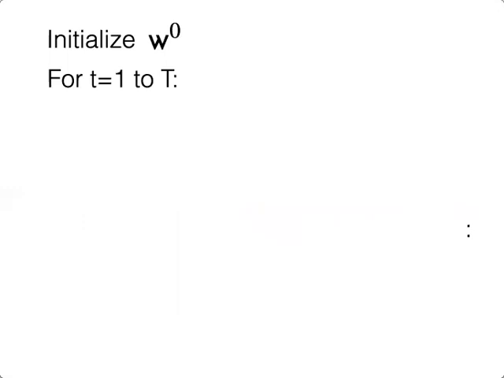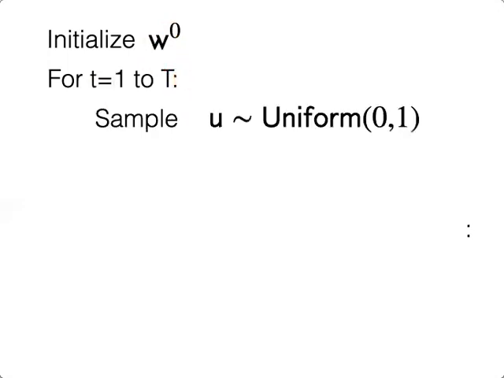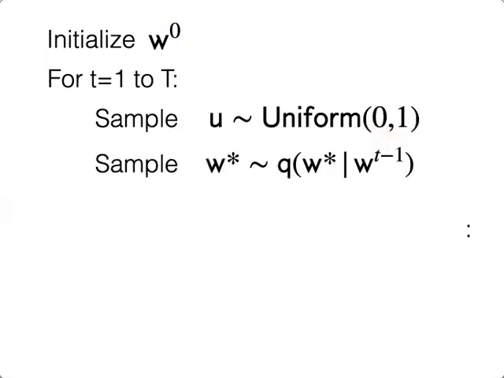And so here is some pseudocode for how you run MCMC. I'll show it just for a scalar weight W. First you initialize that weight, and you'll run for T steps. You'll first sample from a uniform distribution on 0, 1. Then you'll sample a weight from our proposal Q. That is, we take the previous weight, condition on it, and that will sample us a new weight W star.